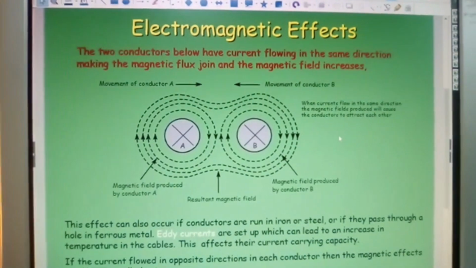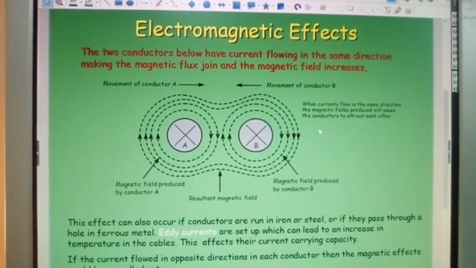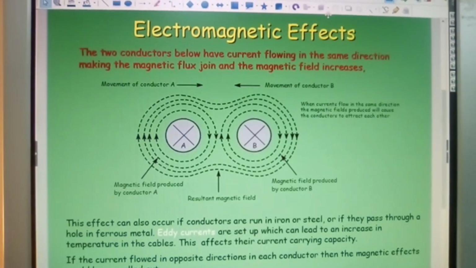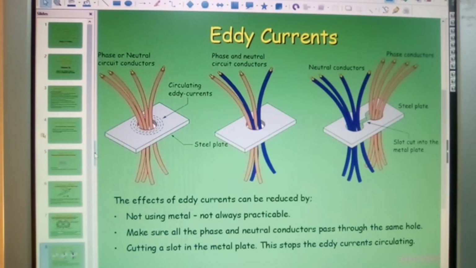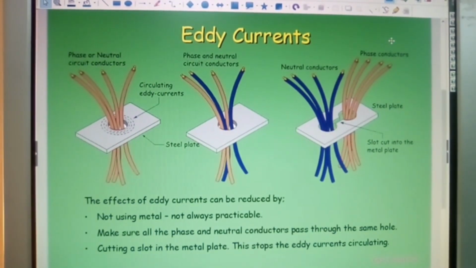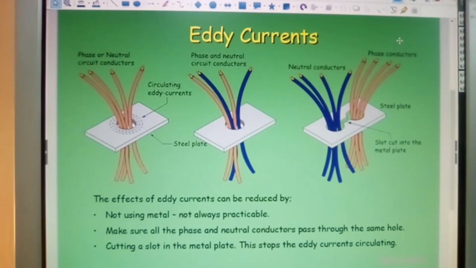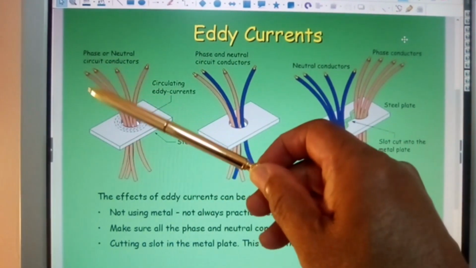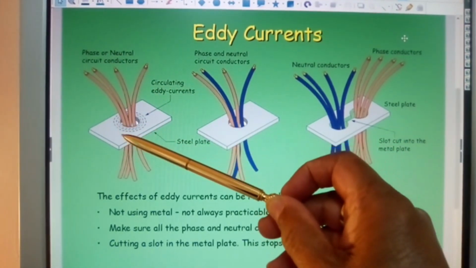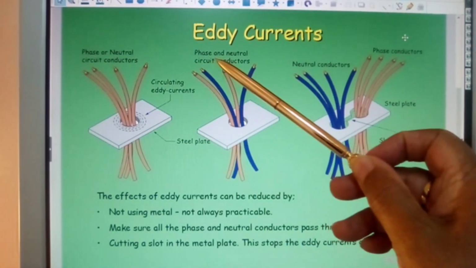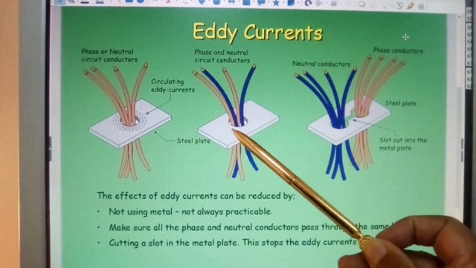Okay, so you always run two cables, one positive, one negative, one will cancel out the other. Therefore, you do not get that heating effect. And here we have something called eddy currents. Okay, phase or neutral conductors, circulating eddy currents, that's going for steel. Okay, phase and neutral conductors, we do not have any eddy currents.